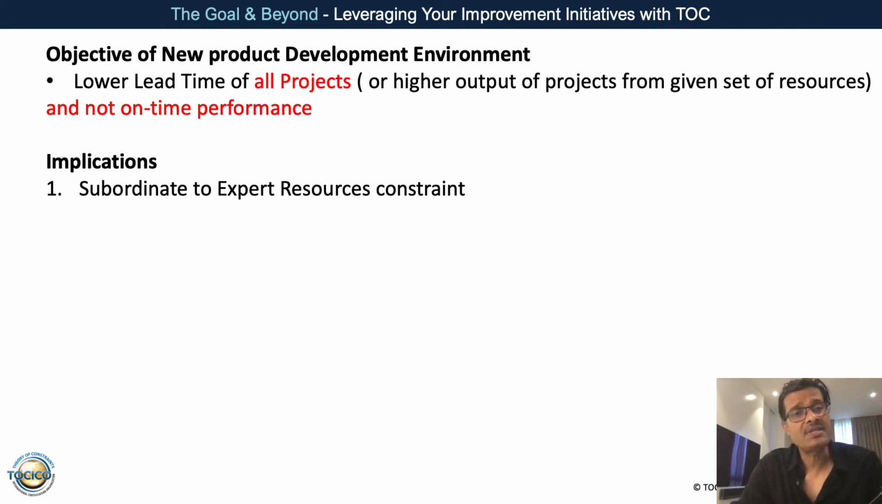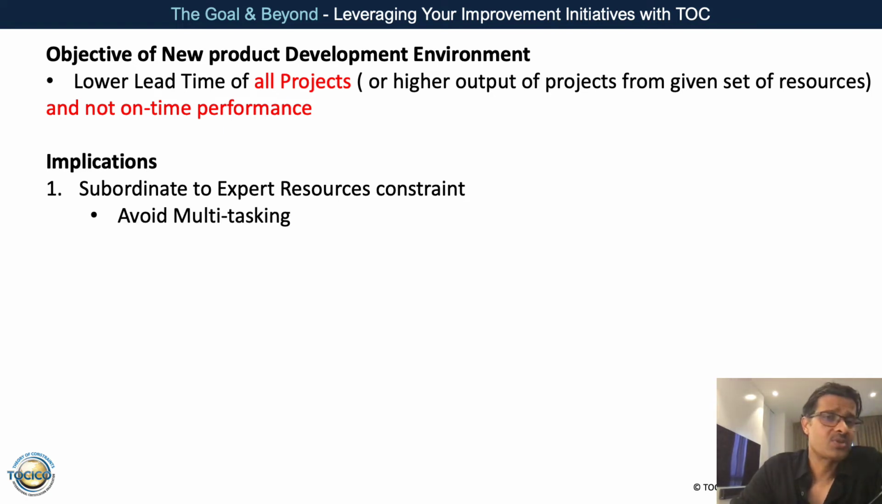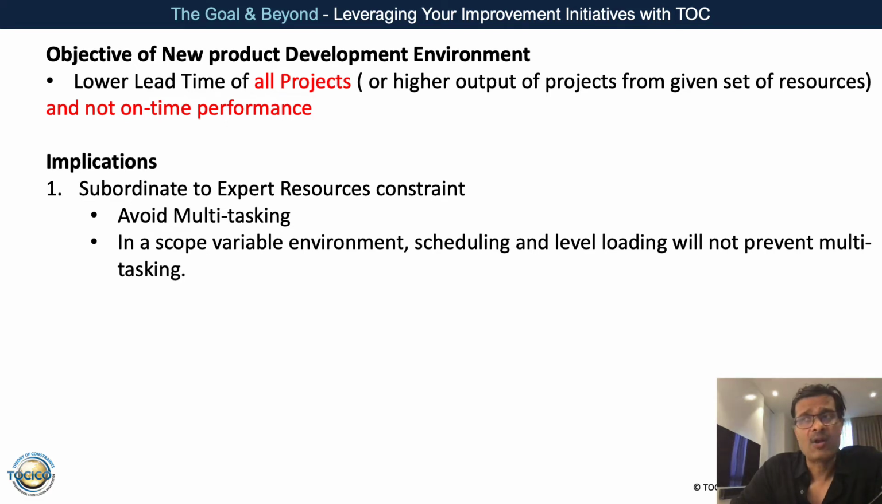The important point is that right now we subordinate to the expert resources, which is typically the constraint in most R&D environments. You will have those 10-15 guys who are really the experts, who everybody looks to whenever there is trouble. These are the guys who control the output of the system. So it is important to ensure that these expert resources are not multitasking, okay? And also to understand that since planning and scheduling is not going to take us anywhere, we have to give it up as a method to avoid multitasking.